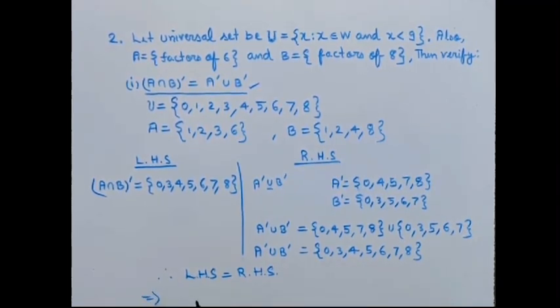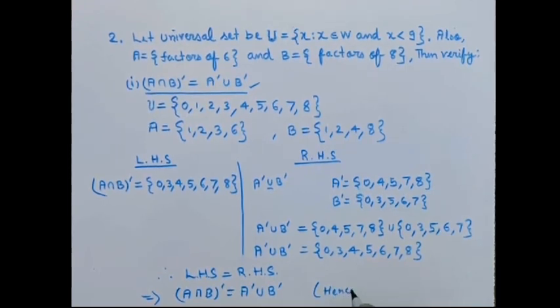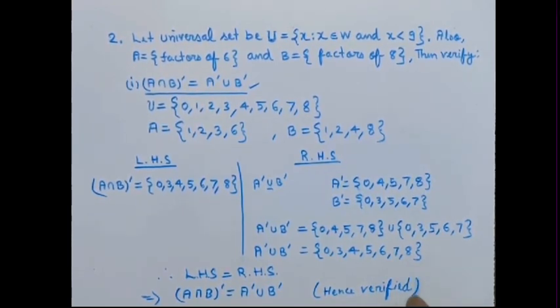which implies that A intersection B complement is equal to the right hand side, that is A complement union B complement. Clear? So we can say, hence verified. Clear?